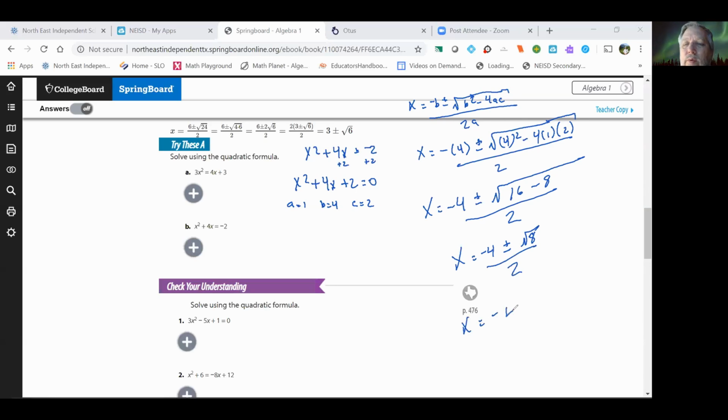The square root of 8 simplifies to, that's going to be 4 times 2, so it's 2 times the square root of 2. So negative 4 plus or minus 2 times the square root of 2, over 2. Let's simplify each of these terms. X is equal to negative 4 over 2, which is negative 2, plus or minus 2 over 2 is 1, so it's the square root of 2. So that is our answer right there.